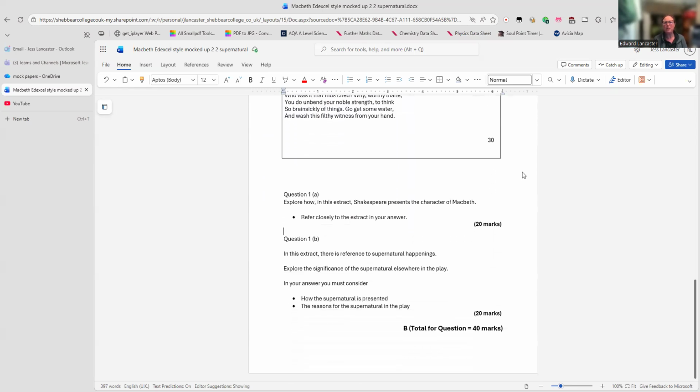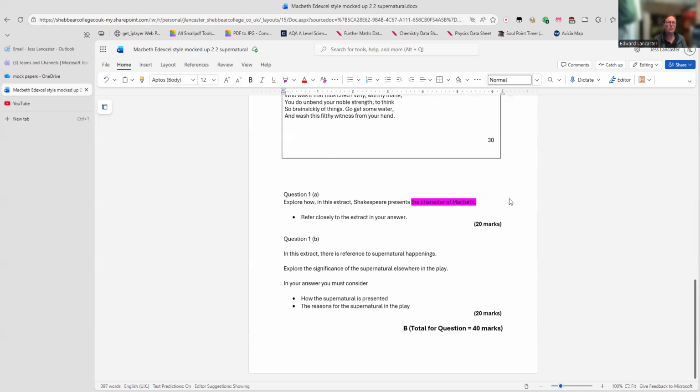So if we have a look at this, question 1, section a: explore how in this extract Shakespeare presents the character of Macbeth. So I'm just going to highlight that one for myself and make sure that I know I'm looking only at the character of Macbeth through this extract. I'm not going to focus on Lady Macbeth. I'm only going to be looking at Macbeth.